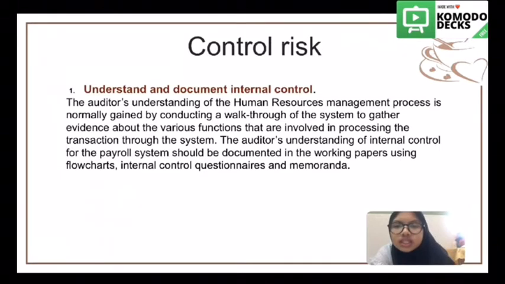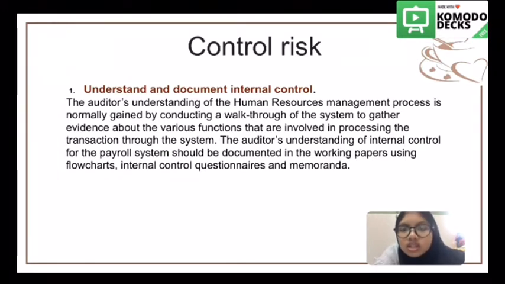Control risk. There are three major steps involved in this risk. The first one is understand and document internal control. The auditor's understanding of the human resources management process is normally gained by conducting a walkthrough of the system to gather evidence about the various functions that are involved in processing the transaction through the system.